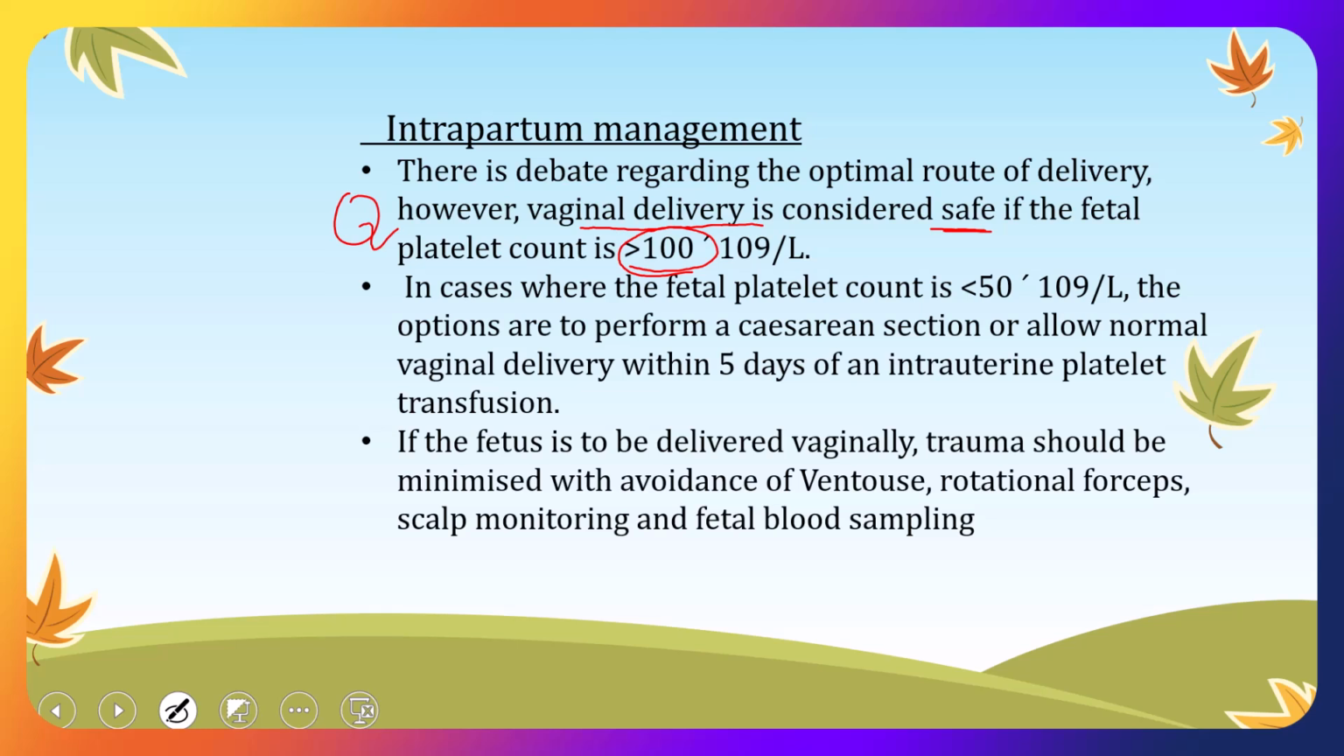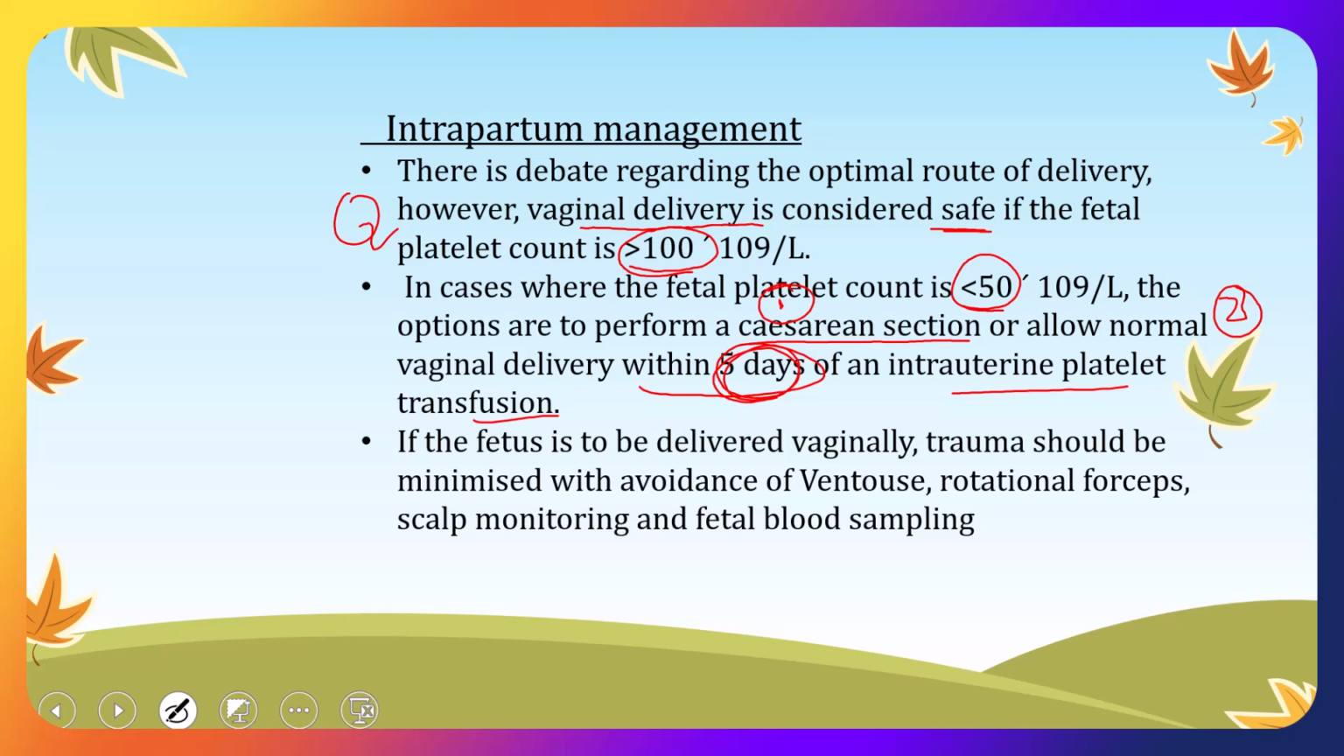In cases where the fetal platelet count is less than 50, the options are to perform a C-section or allow normal vaginal delivery within 5 days of an intrauterine platelet transfusion. So if the fetal platelet count is less than 50, you have got two choices. One choice is that you can perform elective C-section, or second, you can go for normal vaginal delivery within 5 days of intrauterine platelet transfusion. Meaning first you have to give intrauterine platelets to the fetus, followed by, within 5 days, opting for a normal vaginal delivery.